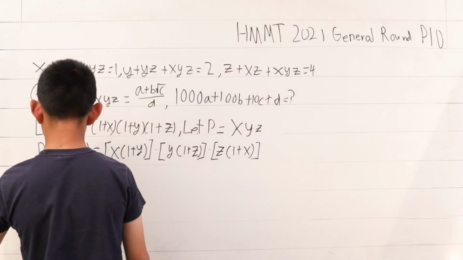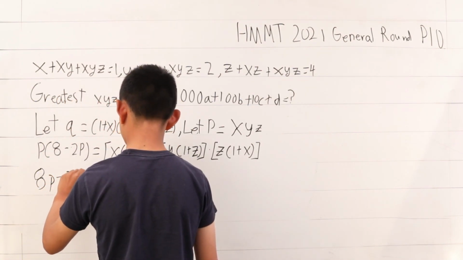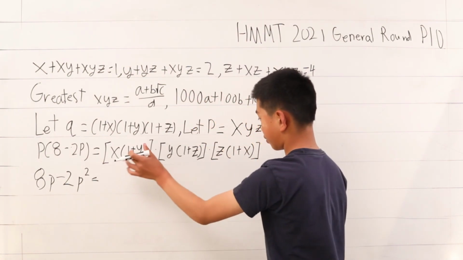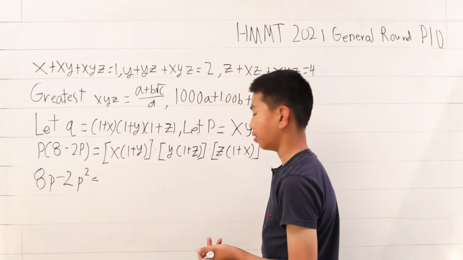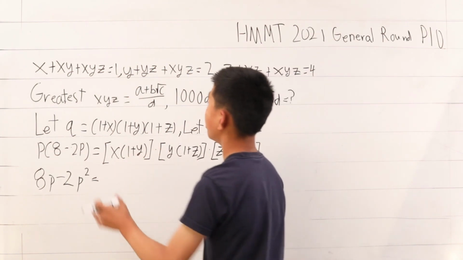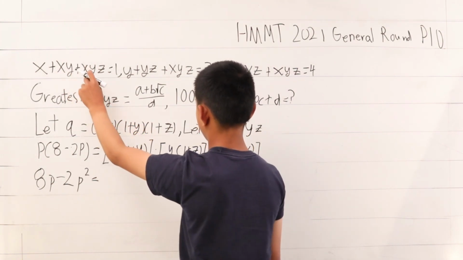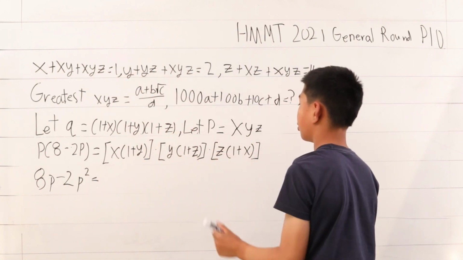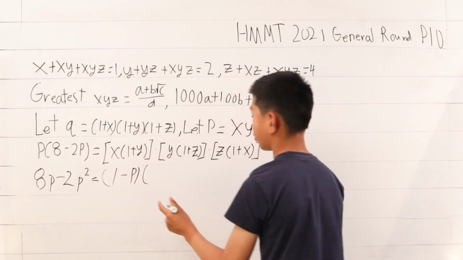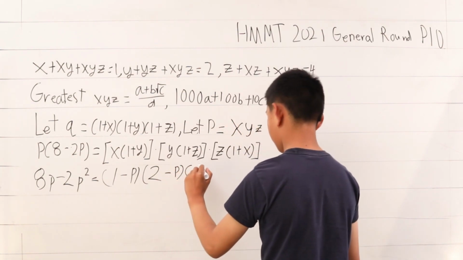We get 8 times p, 8p minus 2p squared is equal to, well, we can do the same thing we did earlier. Take this first bracket, for example. This just gets x plus x times y, which is right up here in this formula. That's why we did that. So x plus x times y is 1 minus xyz, or 1 minus p. So 1 minus p. And now we can just follow through with the same logic. This is 2 minus p, and this is 4 minus p.